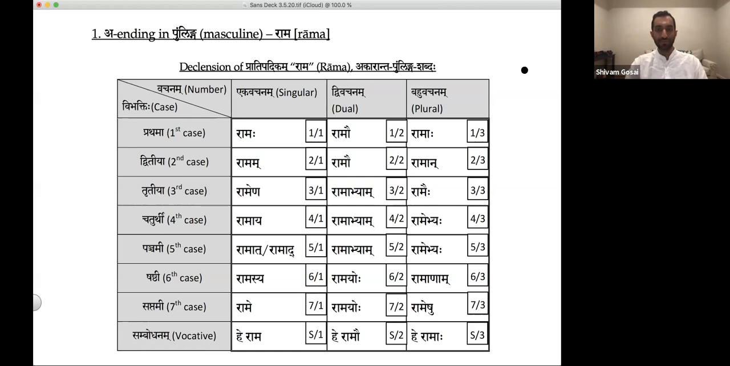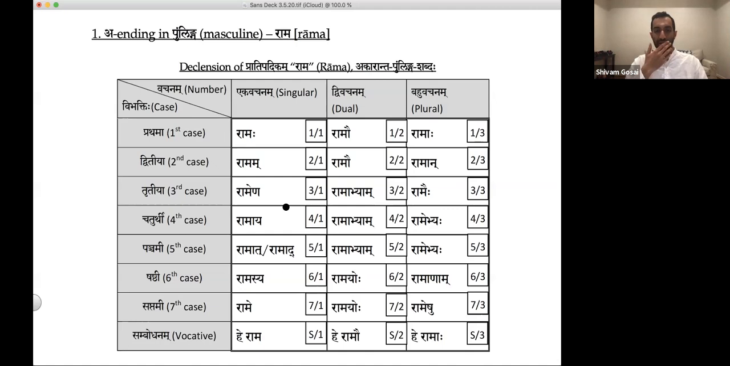In second case, we saw that the second case is often connected to the Karmani Dutiya, so the second case in the sense of object. So Ramaha Vanam Gacchati. Vanam is Dutiya Vibhakti Ekavachanam. He goes to the forest. It's in the sense of object. And we also saw that there are some non-karaka vibhaktis related to the second case with prati, antarena, etc. Now we'll start going into third case.